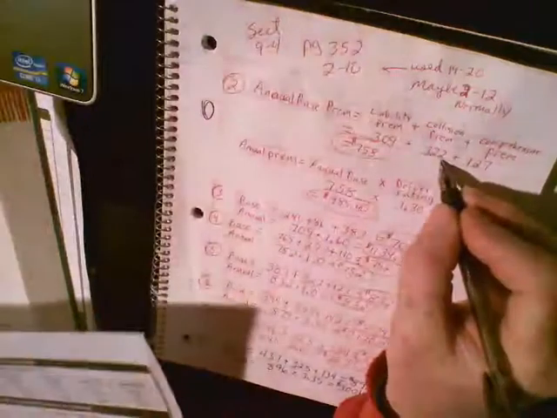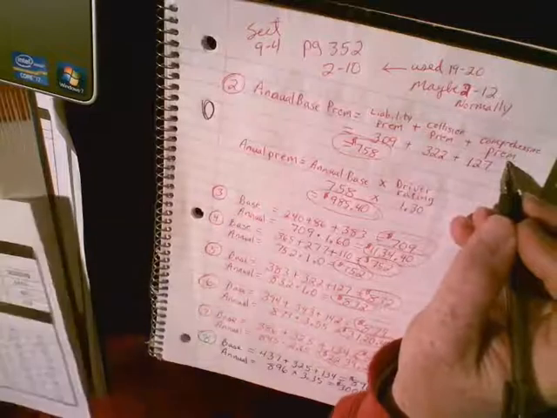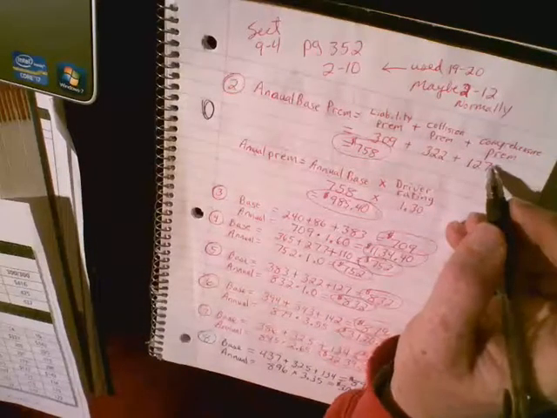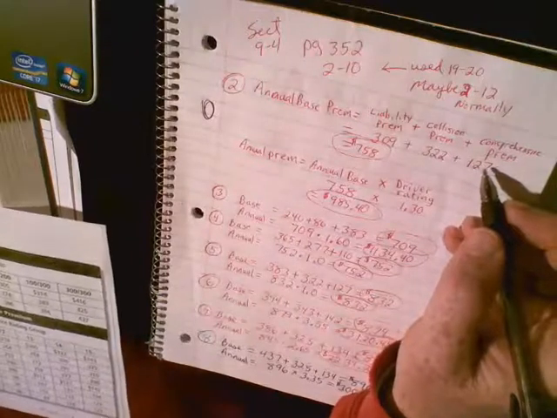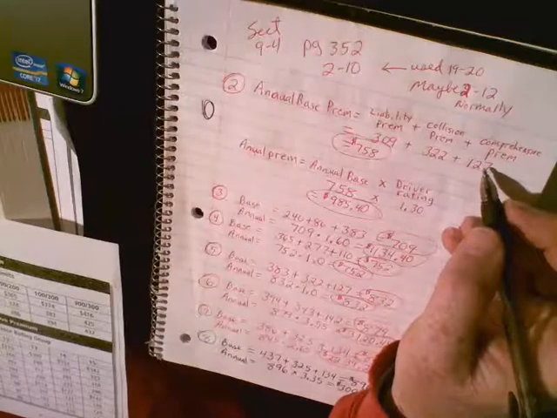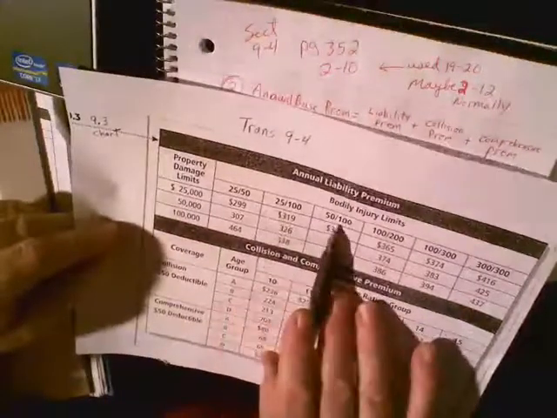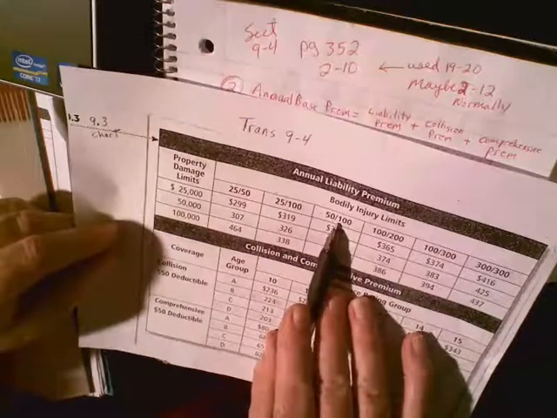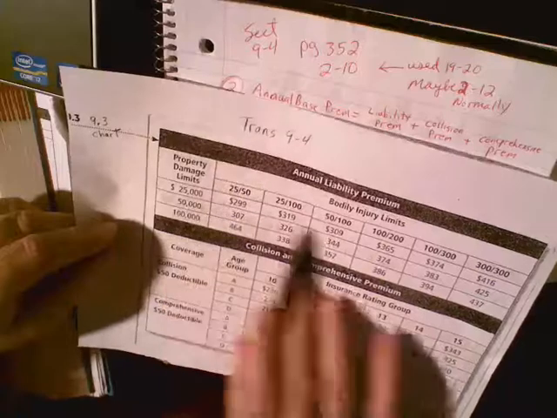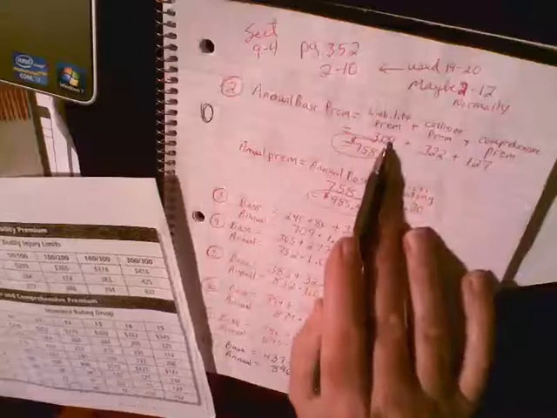So 322 for collision, 127 for comprehensive. Then the other thing they tell us in the problem is that he wants 5,100 bodily injury and 25,000 property damage, and that's on his liability up here. So we go over to the 5,100 and 25,000, and we match that up, and that's 309. So his liability premium is 309.